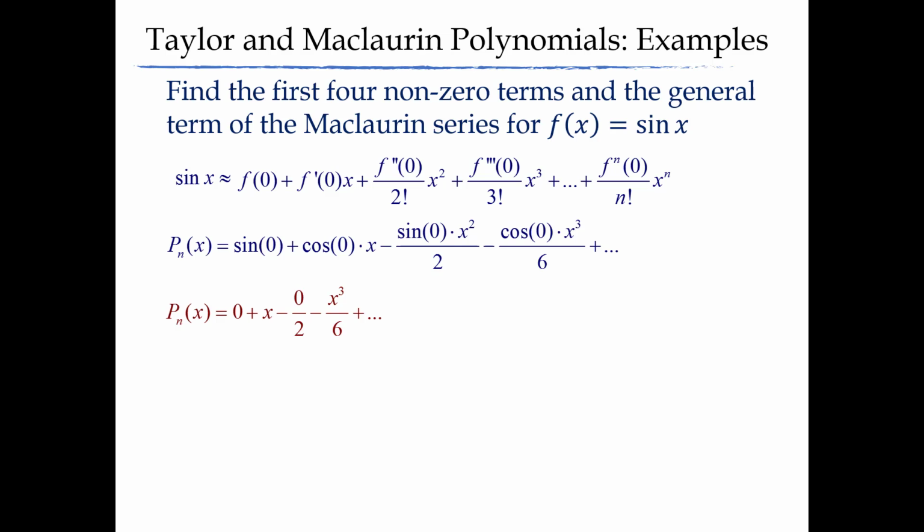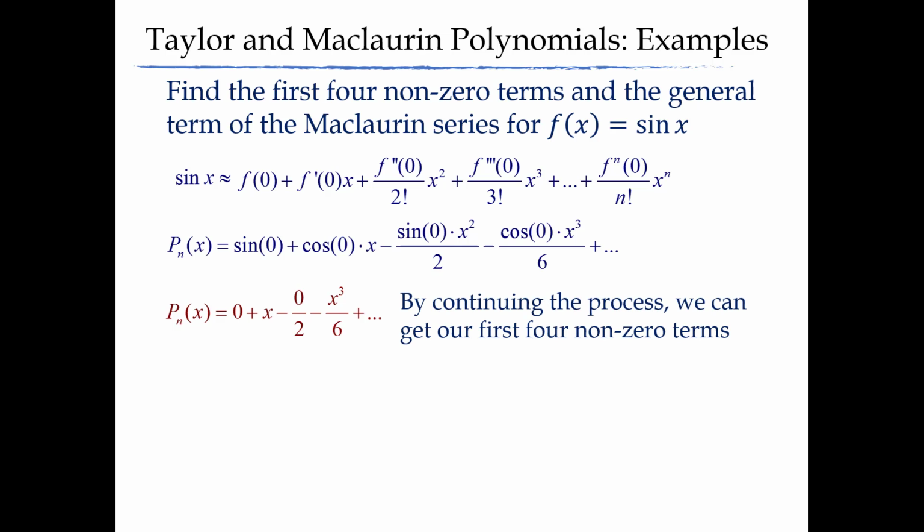So if we evaluate this at 0, the first four terms give us 0 plus x minus 0 minus x cubed over 6. And so every other term becomes 0. That being said, those are not my first four non-zero terms. So I have to keep going until I get four terms that are not 0. If I do that, I get x minus x cubed over 6 plus x to the 5th over 120 minus x to the 7th over 5040.